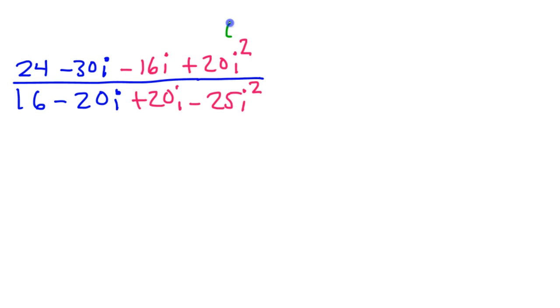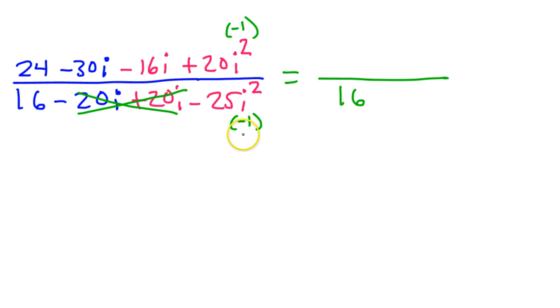Now, remember that i squared is negative 1. In the denominator, these will cancel each other out. So I just have 16. And then a negative times negative is a positive, so this will be plus 25.